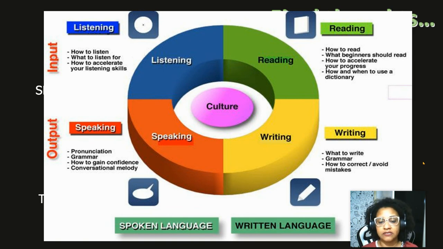Yeah. So here is just another graph on things that can happen during our lesson, like how to listen, what to listen for, how to accelerate your listening skills. So, things we can work on throughout the course as well. How to read, what beginners should read, how to accelerate your progress, how and when to use a dictionary. Pronunciation, grammar, how to gain confidence, conversational melody, what to write, how to correct, how to avoid mistakes. So, working both the spoken language and the written language.